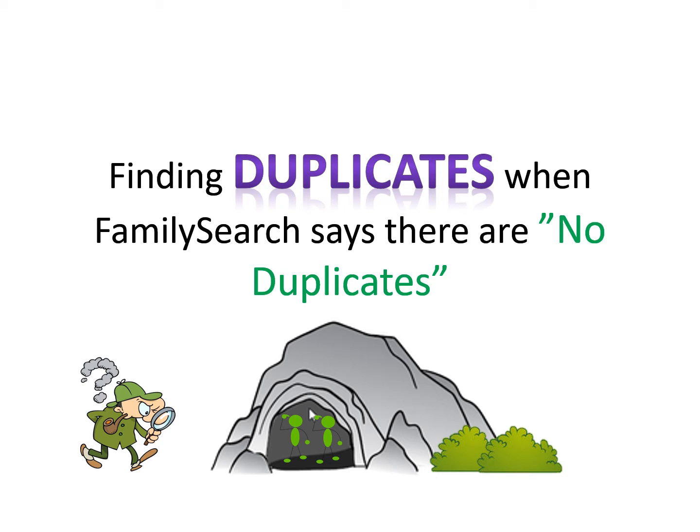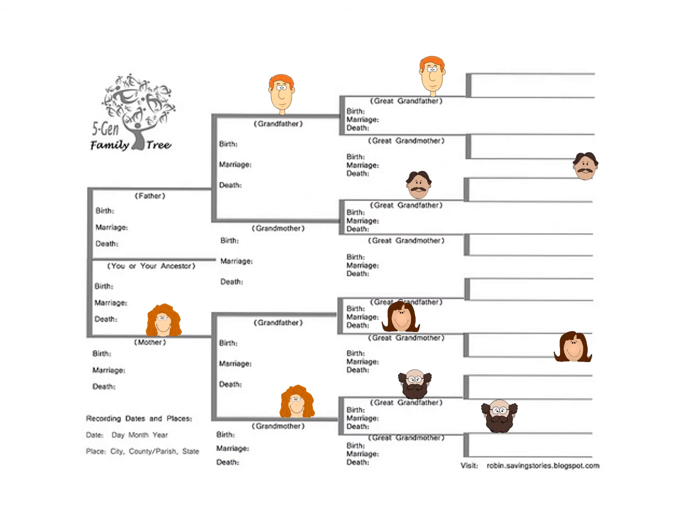Finding duplicates when FamilySearch says there are no duplicates. As you know, having duplicates in your family tree can cause all sorts of future problems as you add and grow your tree. The goal in this presentation is to make us aware of some of those stumbling blocks that keep us from having a clean tree.